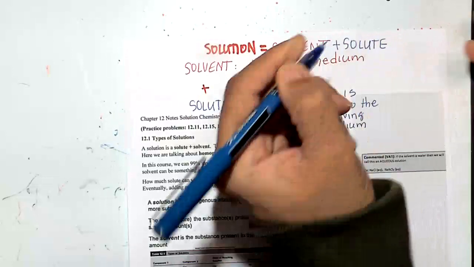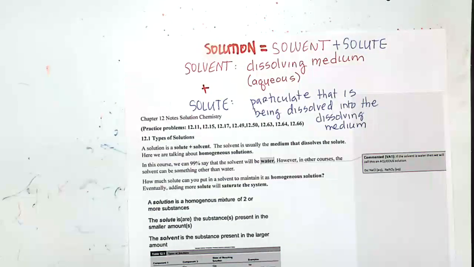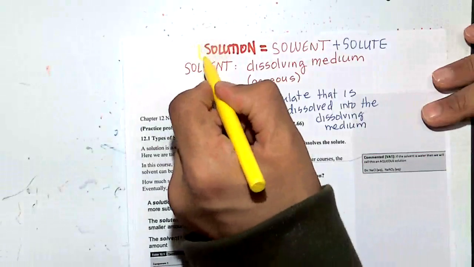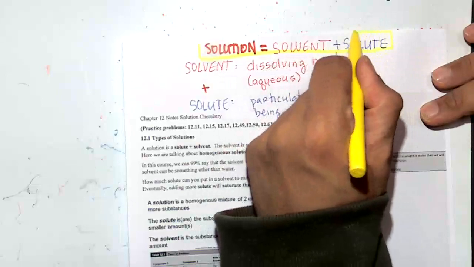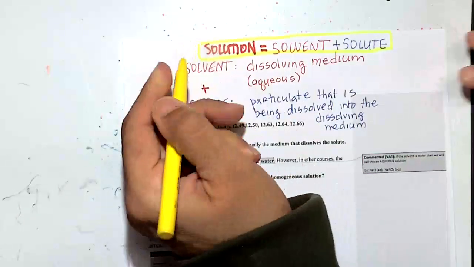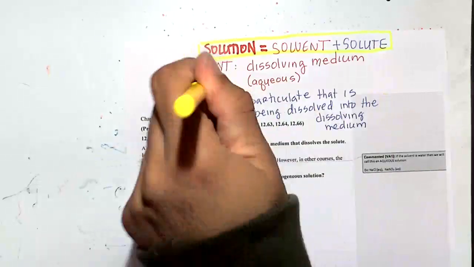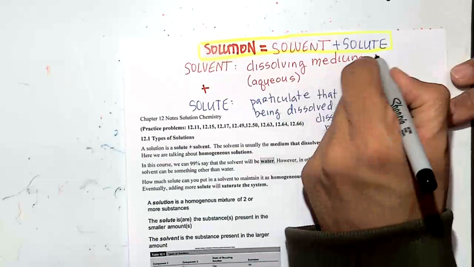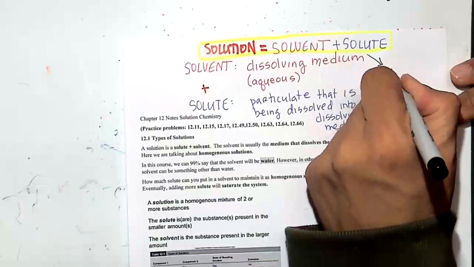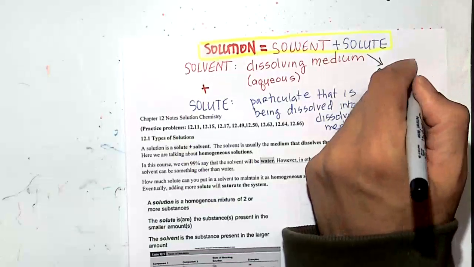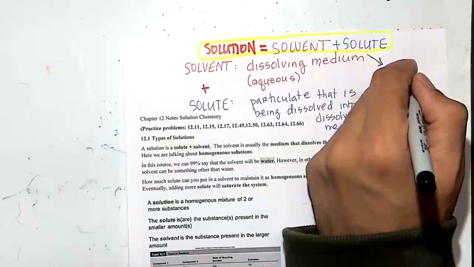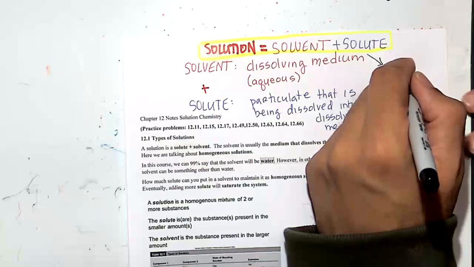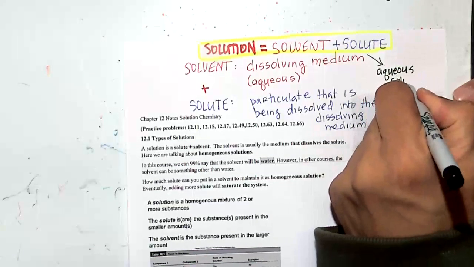We want to keep our mind aware of this. It just so happens because the solvent is water, we're going to call this an aqueous solution. If it dissolves, which it did, and the solvent is water, which it is, we're going to call it not just any solution, we'll call it an aqueous solution.